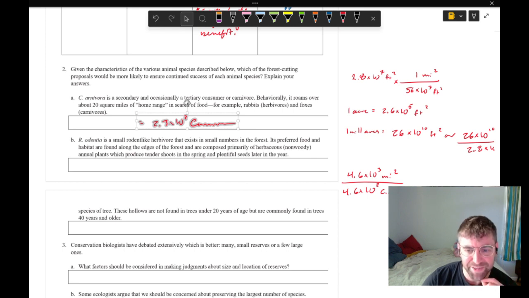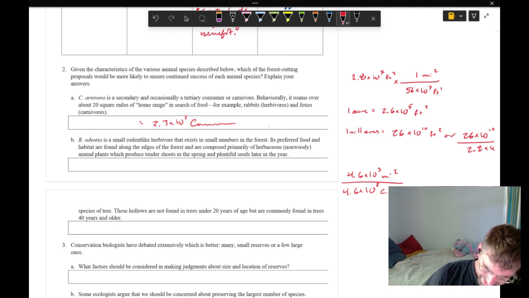So the answer here is it's going to depend. That was a very mathematical way of saying it's going to depend.